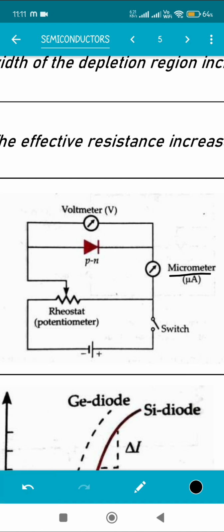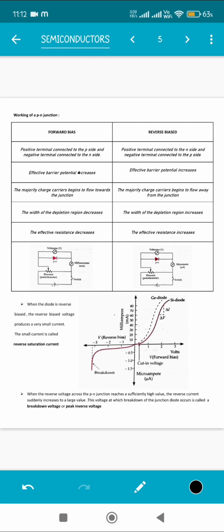Also in this case, we use a micrometer or an ammeter which can measure current up to microampere, because in the reverse bias condition the current generated is very less. Let's see, effective barrier potential, the barrier potential that we have just studied about.